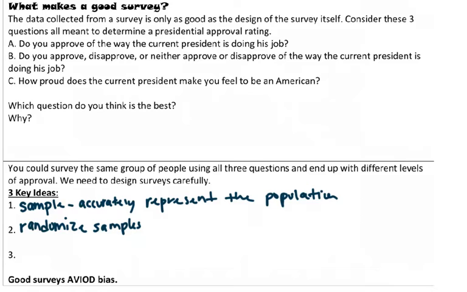And then 3, the sample size definitely matters. So if you're ever playing Family Feud and they ask a question, you're like, where do they get these people? And they only surveyed 100 people out of the total population. Sometimes that's a pretty good indication that's not a good survey. So good surveys are going to avoid bias always.